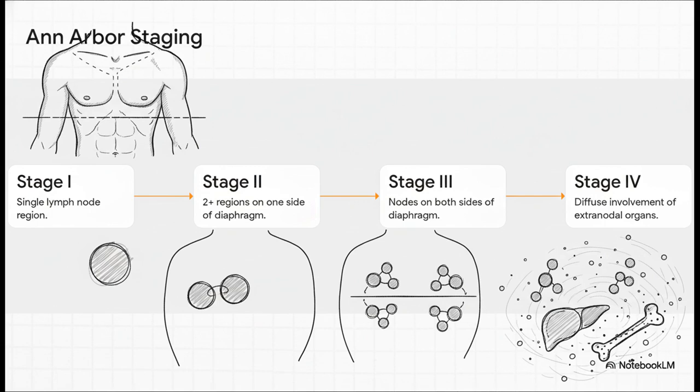Stage 2 is 2 or more regions, but all on the same side of the diaphragm. Stage 3 means there are involved nodes on both sides of the diaphragm. And stage 4 means the cancer has spread widely into organs outside the lymph system, like the liver or bone marrow.